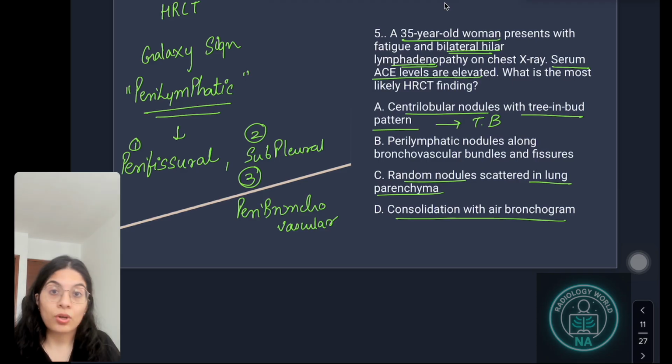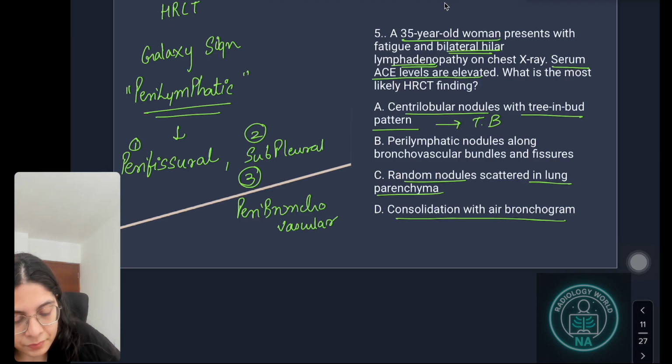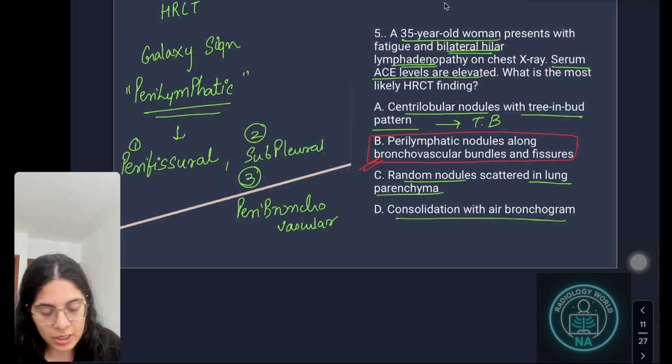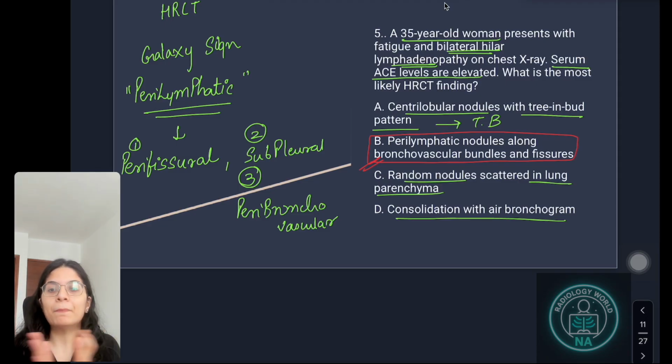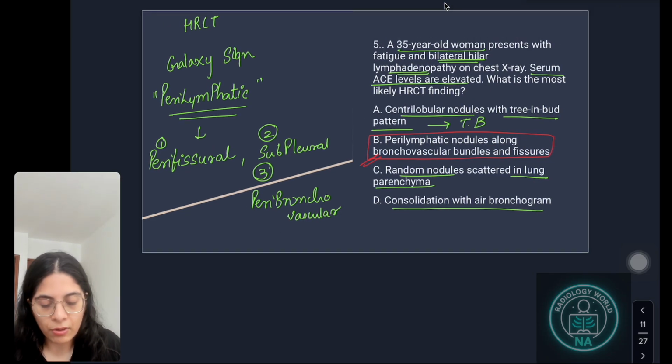So yes, consolidation can be seen in sarcoidosis when we talk about the alveolar variant of sarcoidosis, but most commonly sarcoidosis is perilymphatic nodules along the bronchovascular bundles and along the fissures. Okay, so this is perilymphatic. We have already seen along the fissures, bronchovascular, subpleural. This is the mantra for sarcoidosis. You need to remember perilymphatic. Once you know perilymphatic, where are these limbs? This is perifissural, subpleural and peribronchovascular. So that is basically about your sarcoidosis distribution.